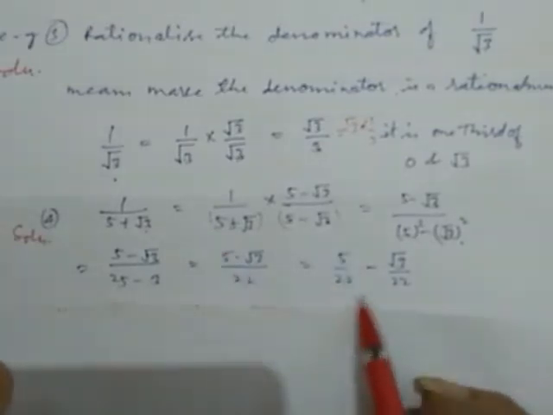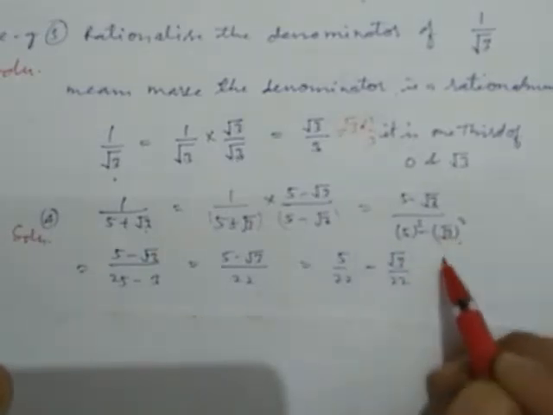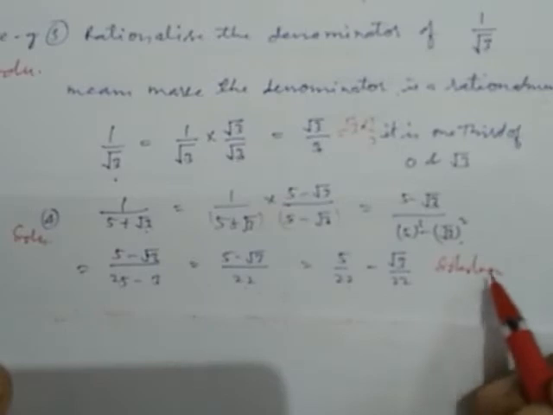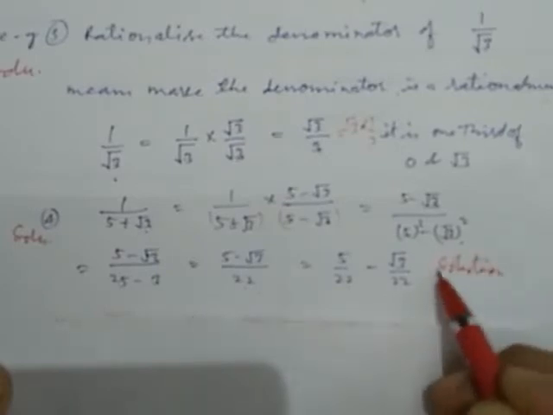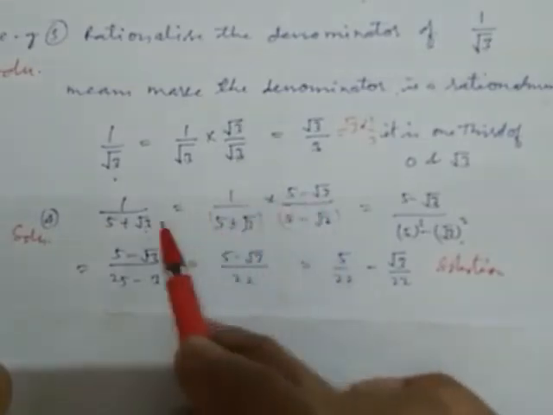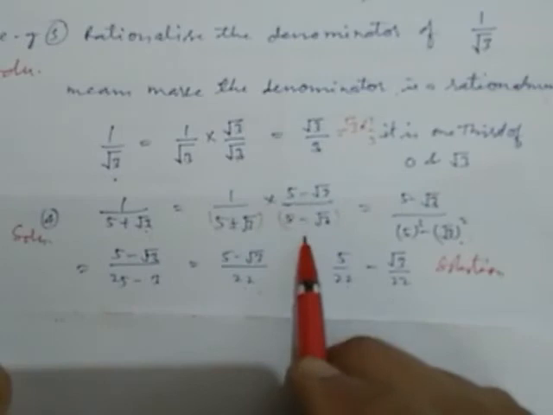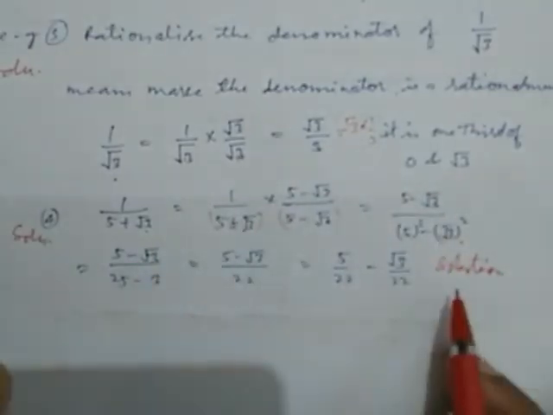Okay. So 5 minus root 3 upon 22. This becomes 5 by 22 and this becomes root 3 by 22. And this is our solution. So this way we get the solution. First you rationalize the number by multiplying by the opposite sign number, in numerator and denominator, and you get the solution. Okay.